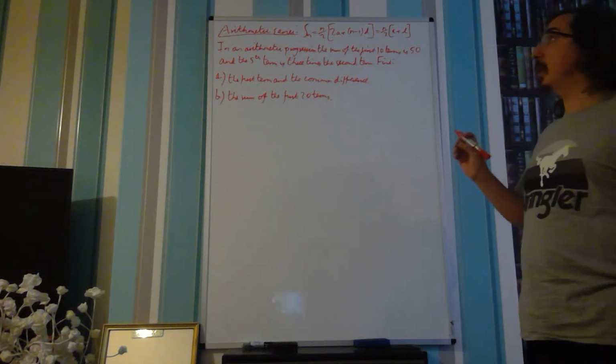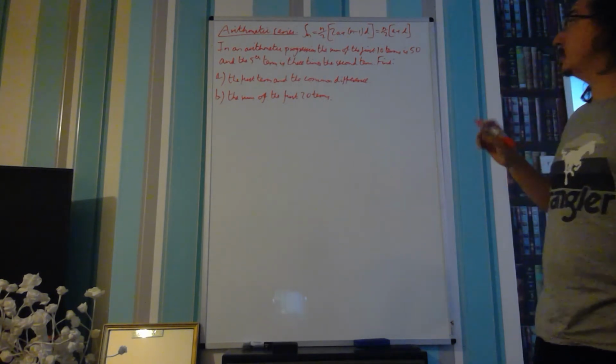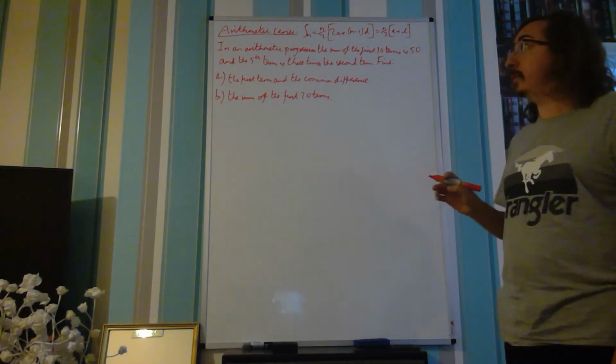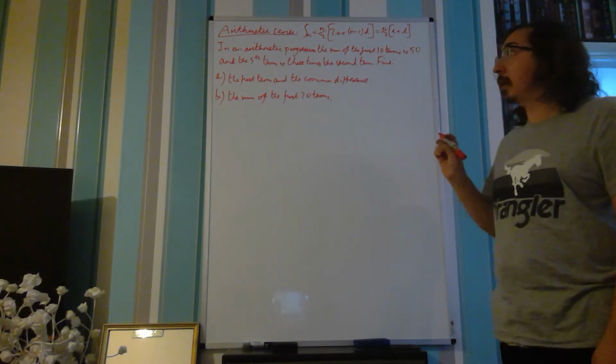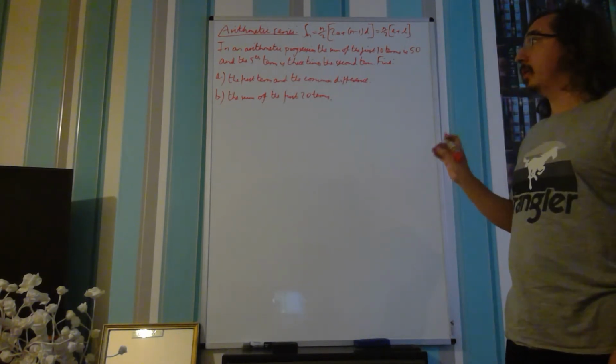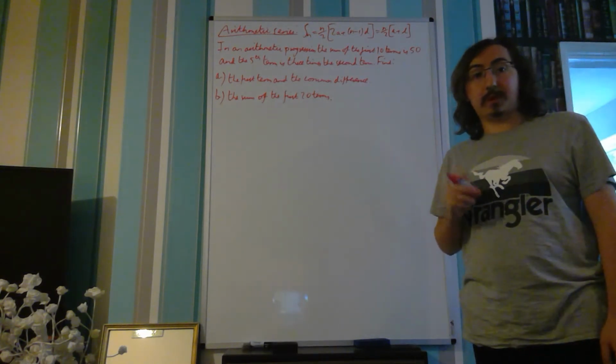In this problem, we're given an arithmetic progression and we're told that the sum of the first 10 terms is equal to 50 and that the fifth term is 3 times the second term. We want to find A, the first term and the common difference, and B, the sum of the first 20 terms.